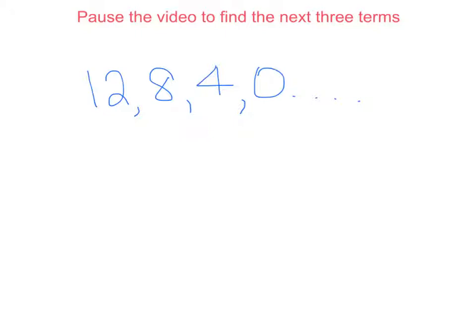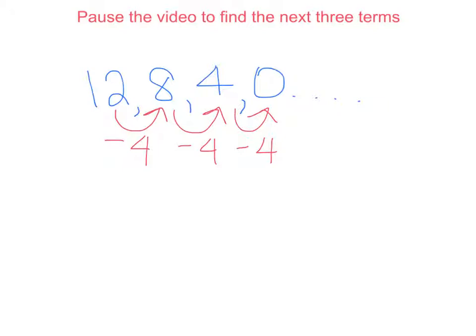So in this example, you want to find the pattern between the numbers. From 12 to 8, you are subtracting 4. 8 to 4, you're subtracting 4. 4 to 0, you're subtracting 4. So that means your pattern is to subtract 4.